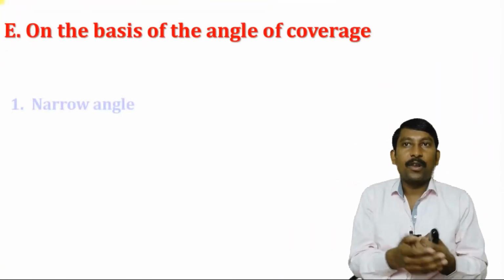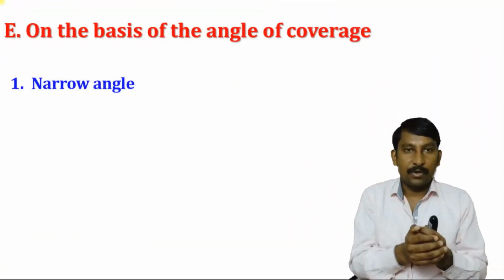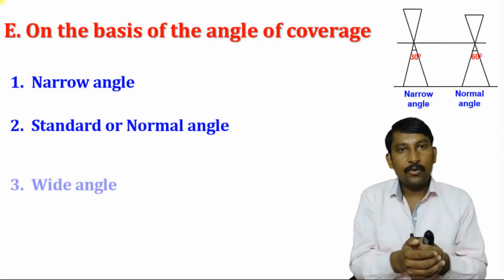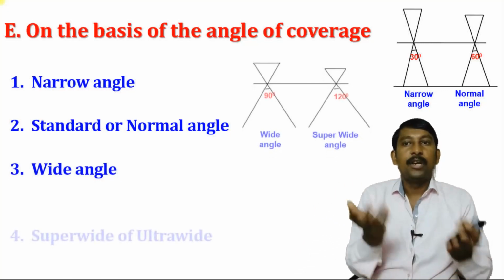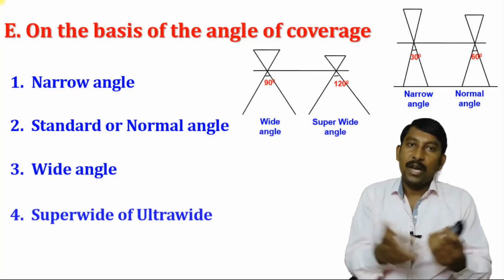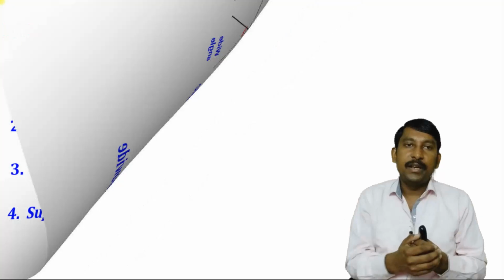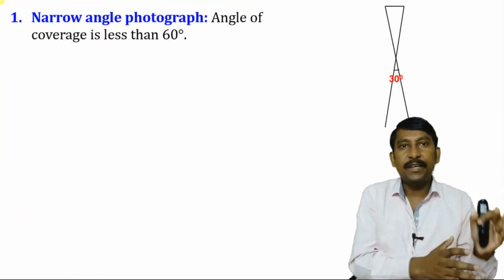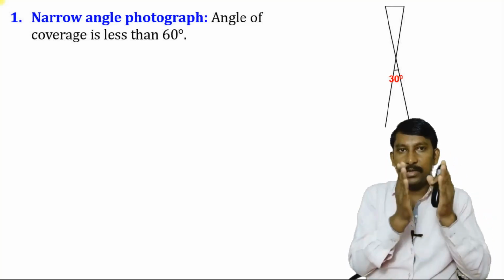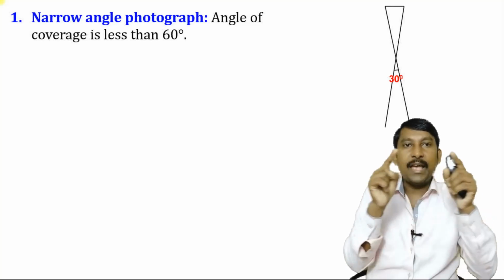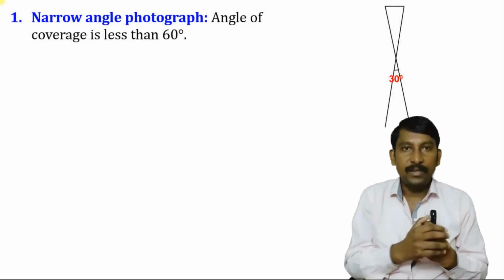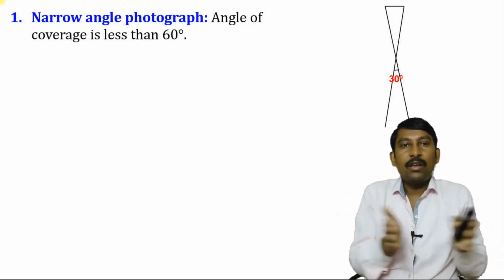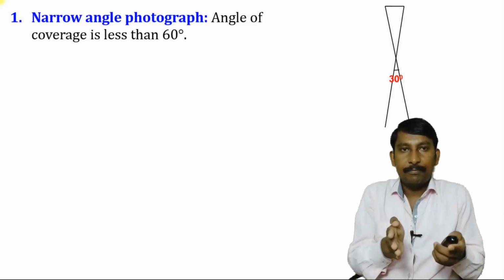Next, types of aerial photographs on the basis of the angle of coverage. First is the narrow angle photographs, second is standard or normal angle photographs, third is the wide angle photographs, and fourth is the super wide or ultra wide photographs. First, narrow angle photographs: angle of coverage is less than 60 degrees. In this image, you can see the angle of coverage is 30 degrees, and that is called a narrow angle photograph. Narrow angle photographs cover a small area.